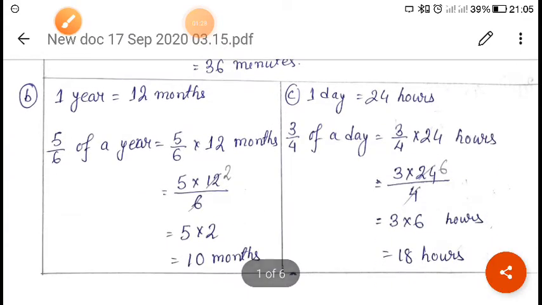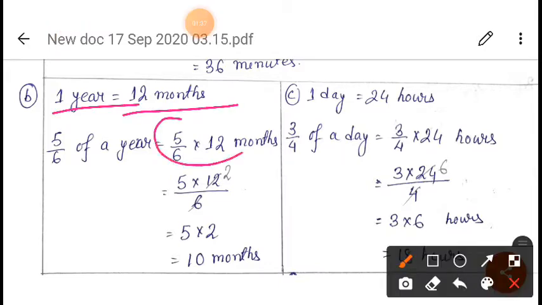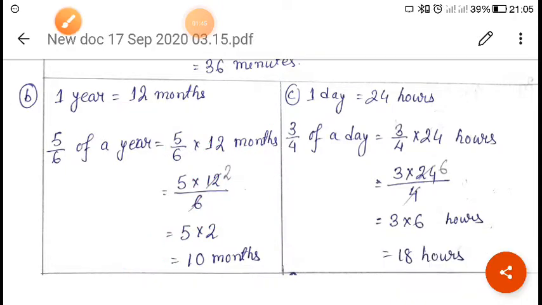Now again, we have to express 5 by 6 of a year in months. We know that in 1 year there are 12 months, so 5 by 6 of the year will be 5 by 6 of 12. 6 ones are 6, 6 twos are 12. After that 5 twos are 10, so 10 months, right? So in this way we have to do this, right?